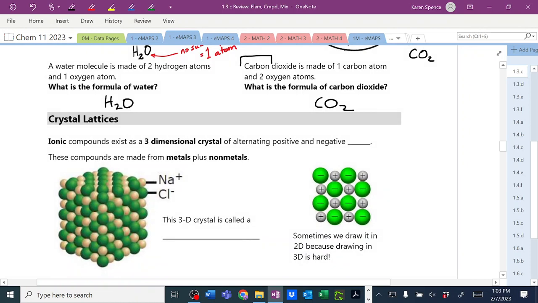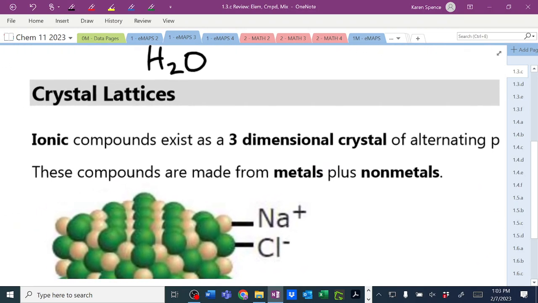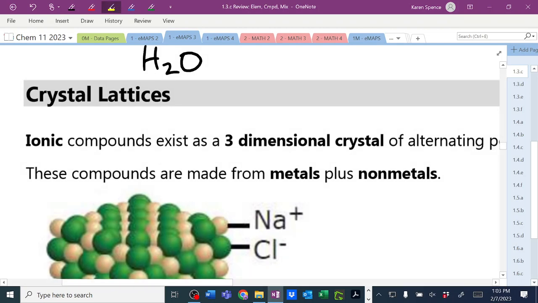Crystal lattices. Ooh, this is a new one. So we had covalent compounds that were made of nonmetals and nonmetals. Now we have another type of compound. This is an ionic compound. And an ionic compound is made of a metal plus a nonmetal.